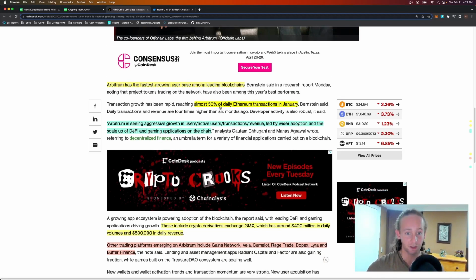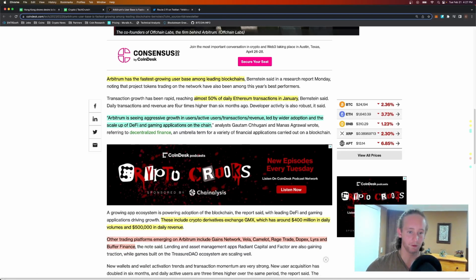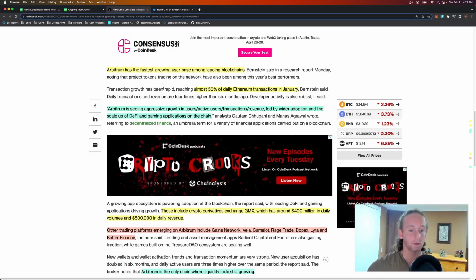I mean, even as much as having 50% of the daily ETH transactions in January, which is just insane. I get that a lot of people want to transact in a layer two for lower fees and stuff like that, but to have half of the ETH transactions, just nuts. So the reason for this is just wider adoption in DeFi and gaming applications. So DeFi, I think, is the future.